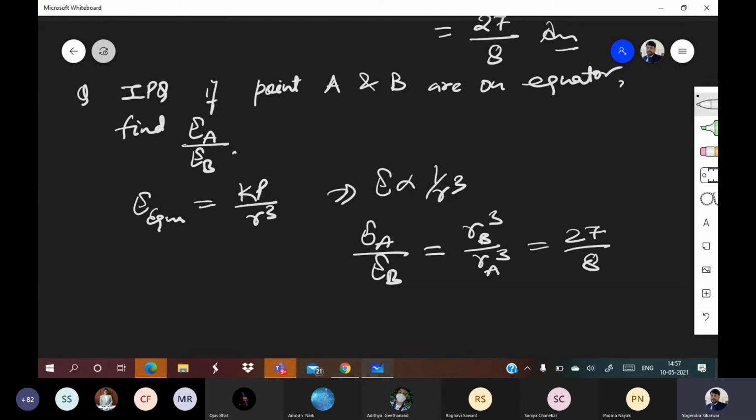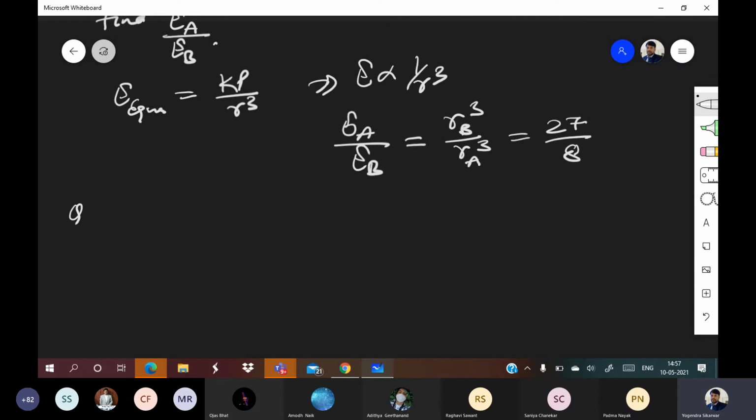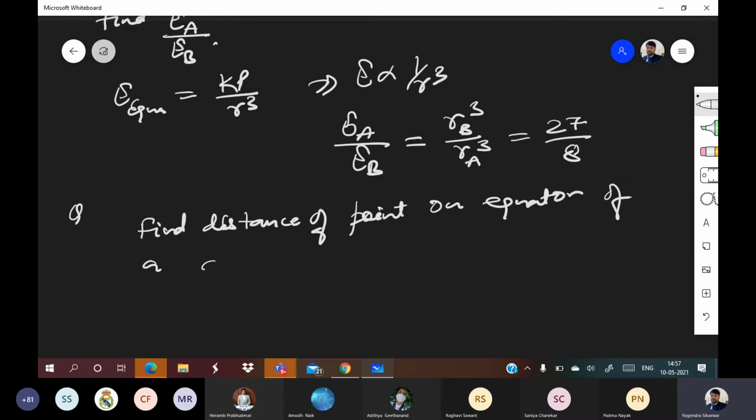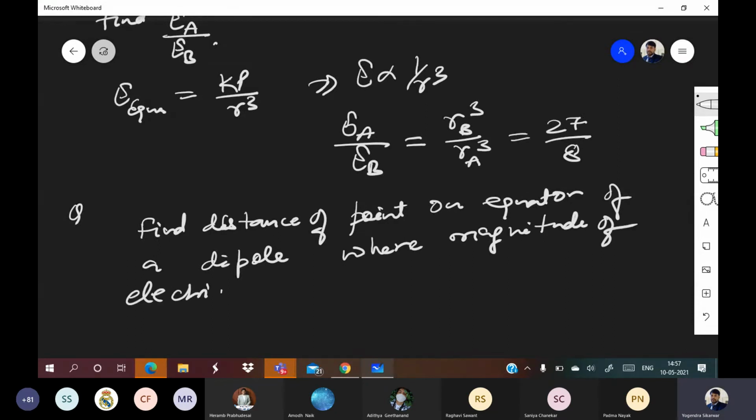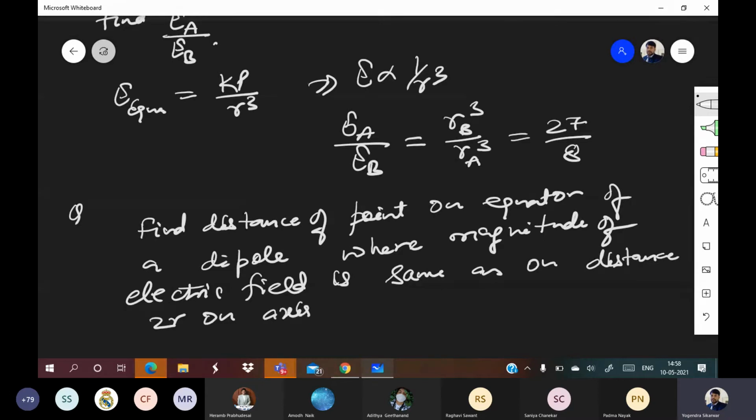Okay, next question. Find the distance of a point on equator of a dipole where the magnitude of electric field is the same as at distance 2r on axis.